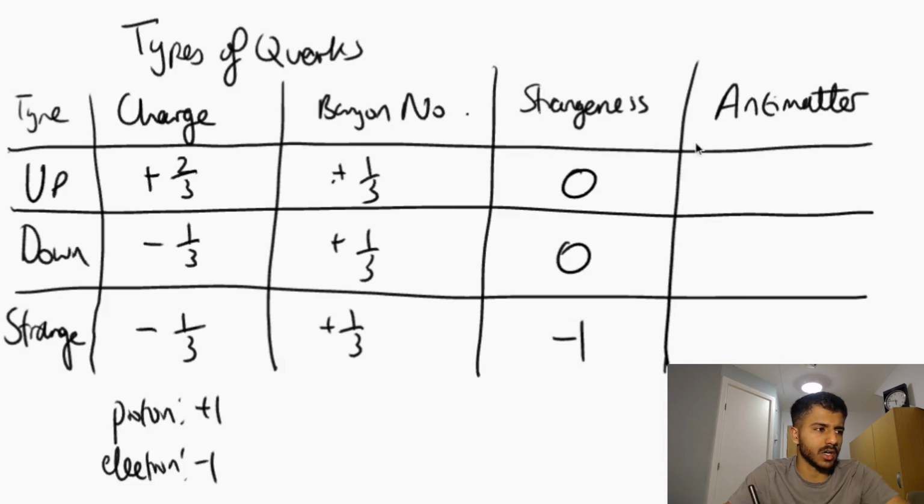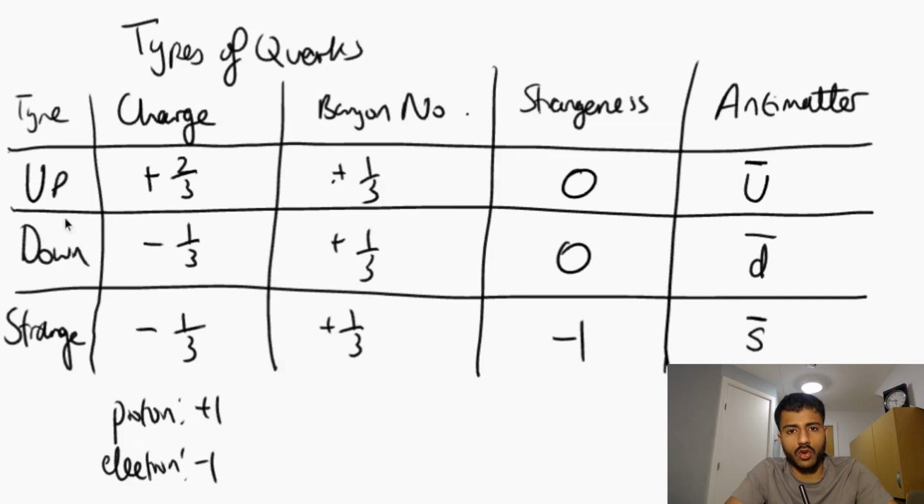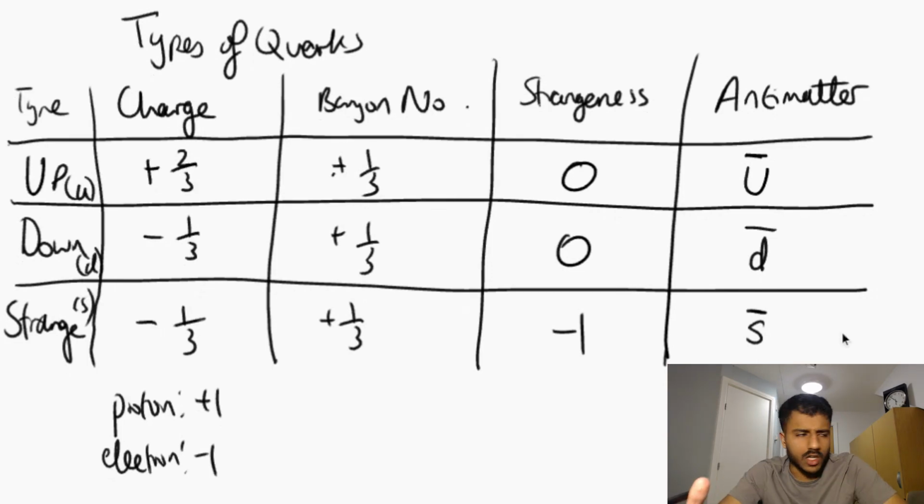And the antimatter for each of these particles are called the anti-up, which is denoted by this U with a dash on top, the anti-down, exactly the same, which is denoted by this D with a dash on top, and the anti-strange. I forgot to mention that you can represent these quarks by using lowercase letters u, d, and s. So for anti-up, it will have a charge of -2/3, a baryon number of -1/3, and a strangeness of 0. And let's say an anti-strange will have a charge of +1/3, -1/3 baryon number, and a strangeness of +1. So if I were you, I'd take a screenshot and make a note of this table so that you can refer to it as we go through this video.